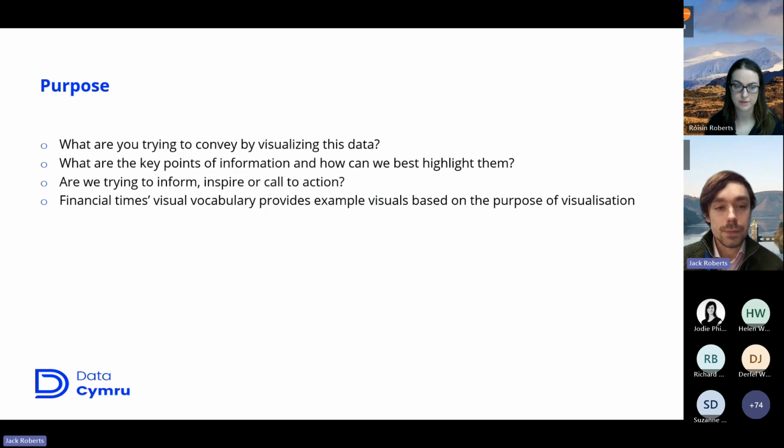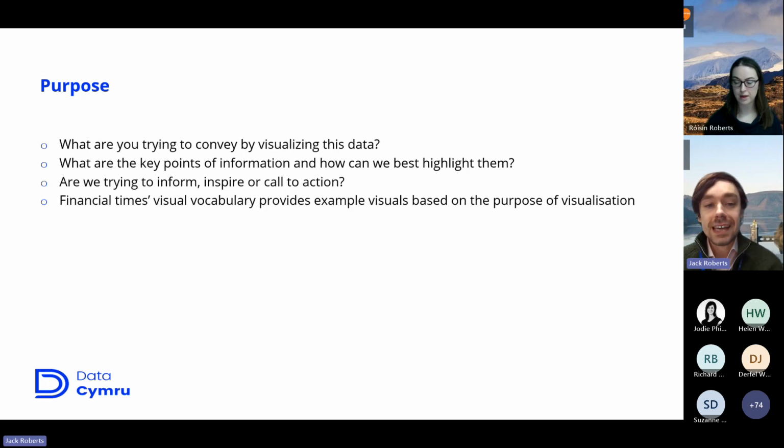So next, then, we want to consider purpose. When we talk about purpose, we mean what is it that you're trying to convey by visualizing this data? It's important to note that even if there's something you're trying to convey, you shouldn't twist the data to do so. So again, we want to give an accurate and unbiased representation of our data, and you should be showing what the data actually says and not just what you want it to say.